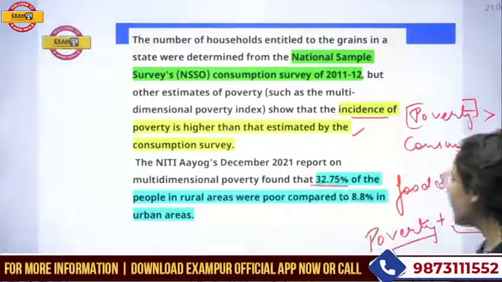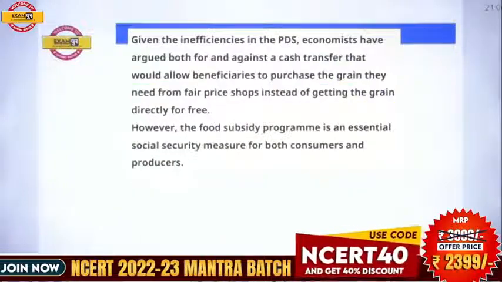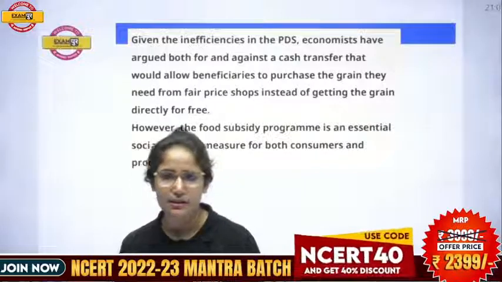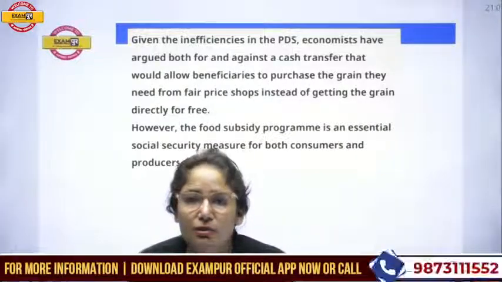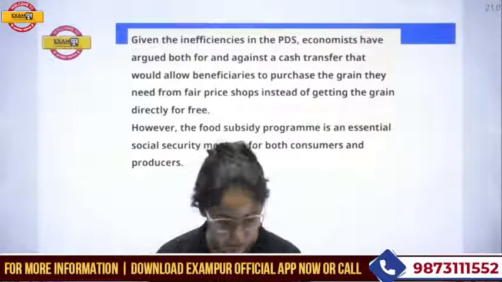So 32.75% of the people in rural areas were poor compared to 8.8% in urban areas. Why is it so? They do not have many of the resources to get equipped. And our rural people do have more poverty in comparison to the urban people.